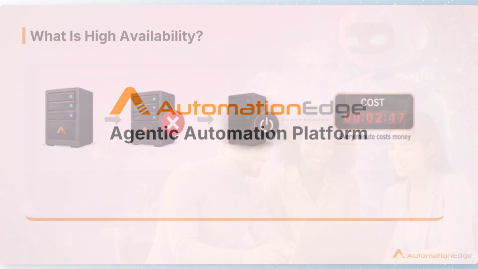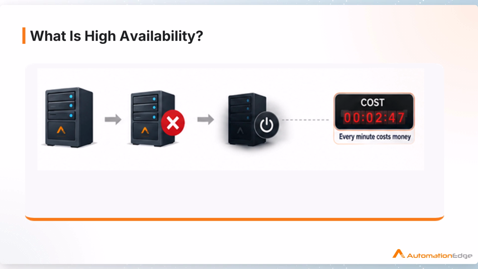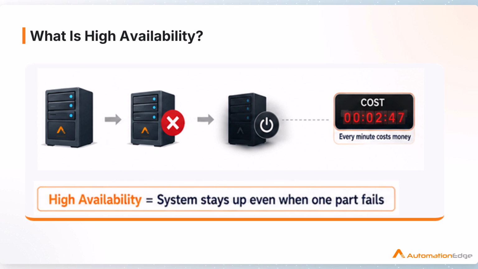Imagine your automation platform goes down at 2 a.m., right in the middle of a critical business process. Your team can't work. Your customers are affected. Every minute costs money. That's the problem high availability, or HA, is built to solve.